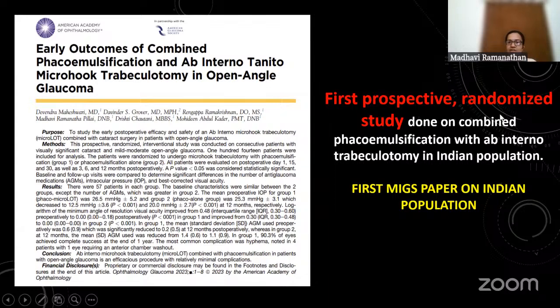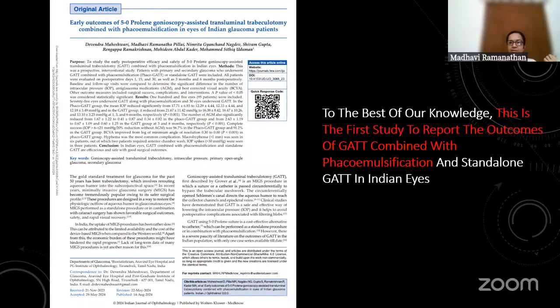This was the first prospective randomized study, so that is one attractive thing. And secondly, this was the first mixed paper in the Indian population, and we had a comparison with the standard phacoemulsification. Being a new technique, we wanted to know whether intraocular pressure reduction is more than with standard phacoemulsification. This is the third paper which I'll be talking about.